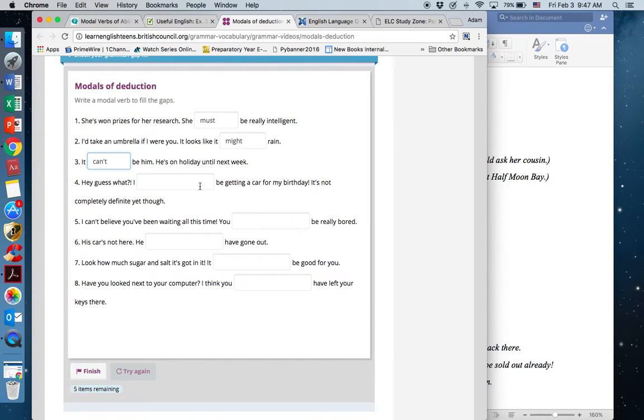Well, it's the present tense. It couldn't be him. Can't be him. Hey, guess what? I blank be getting a car for my birthday. It's not completely definite, so may or might.